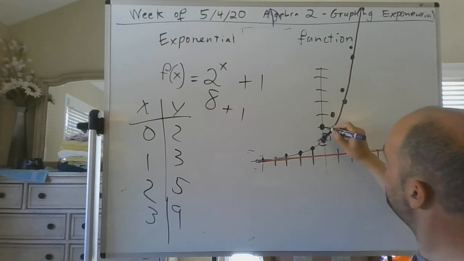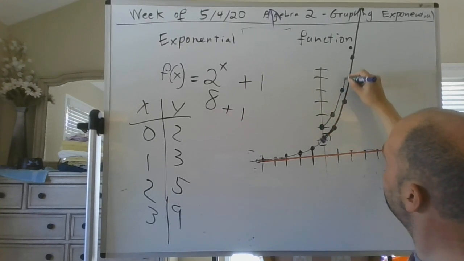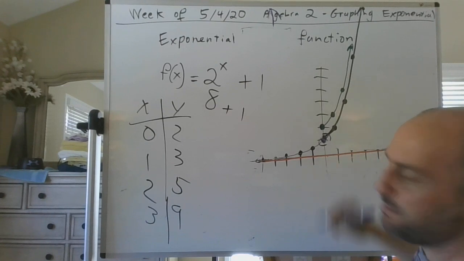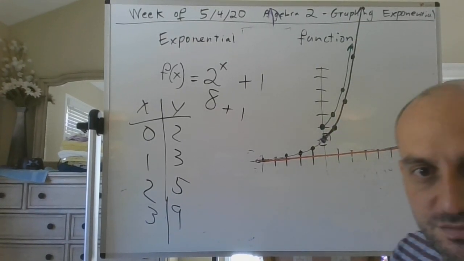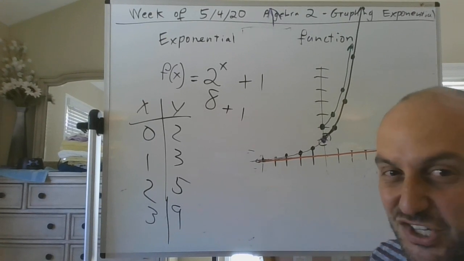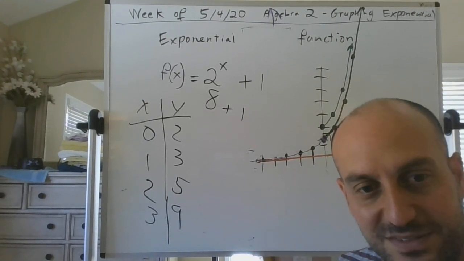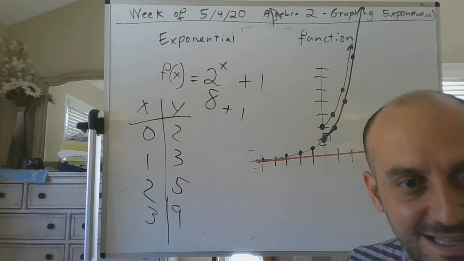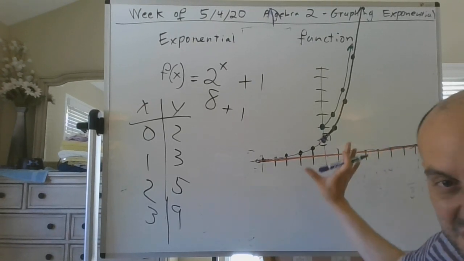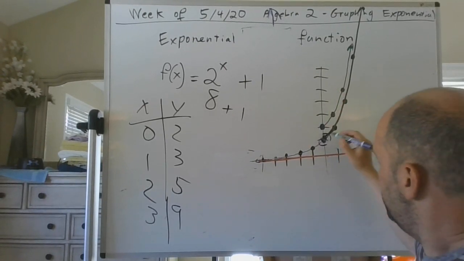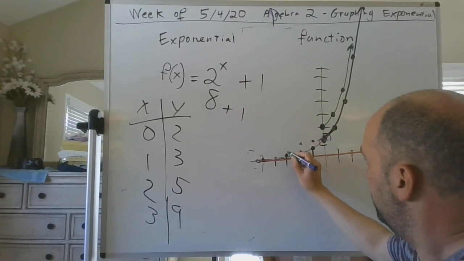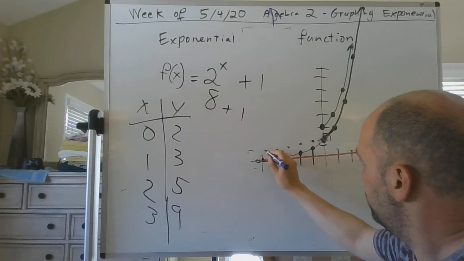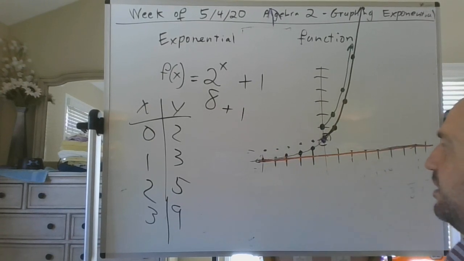Okay, so what you're noticing is it's just right above it. It's the same exponential graph, but it is just slightly above it. How much above it? It's exactly 1 above. So everything's being shifted up 1. Move this up 1. Move that up 1. Everything gets shifted up 1.